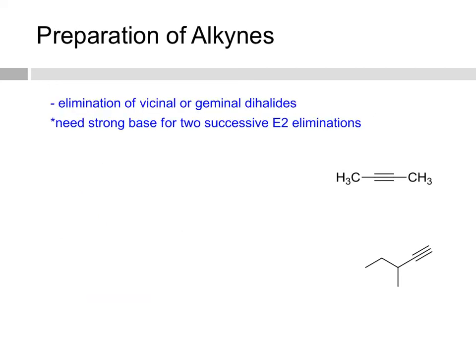Alkynes can be prepared by eliminating vicinal or geminal dihalides. Remember that you need a strong base like sodium amide for 2 successive E2 eliminations. Now let's try and synthesize both these compounds. If we have to start from a vicinal or geminal dihalide, one possibility is to start from a dibromobutane, and this particular dibromobutane will give us an internal alkyne. Our base is going to be sodium amide, which is a nice strong base, and we do need 2 equivalents of it.